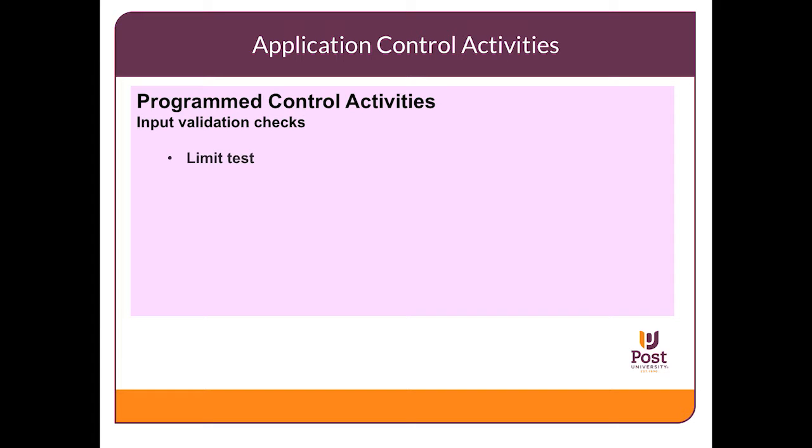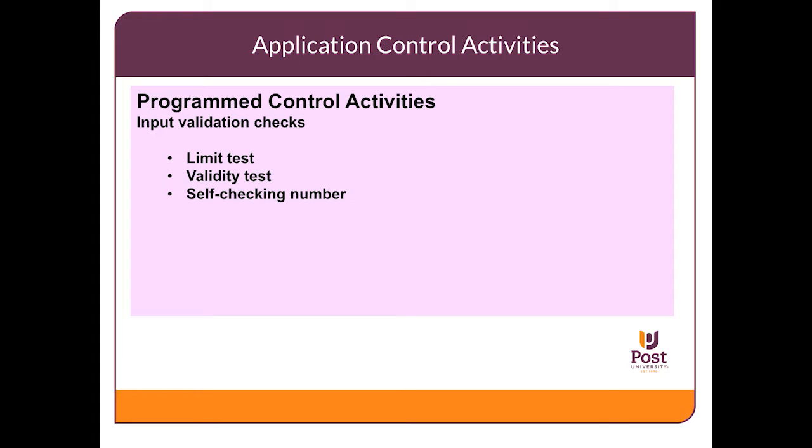Examples include the limit test, which is a check to determine if a value entered into a computer system is within an acceptable minimum and maximum value. An example is a payroll system input control that tests the hours worked field for inputs of more than 40 hours. A validity check compares actual field values against known acceptable values. An example is to have a check of the state in an address against state names.